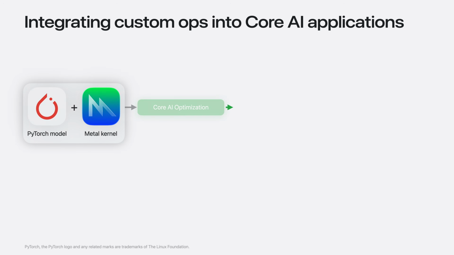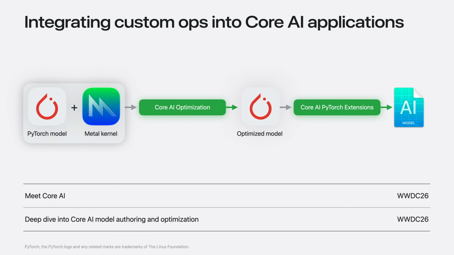Those are the key Tensor Ops features you will need to build an advanced operation like flash attention using Tensor Ops. Now that we've walked through how to build this operation, let's see how it runs in a real model using Core AI. Core AI provides tools for Python developers to convert PyTorch models to Core AI models, including support for custom Metal kernels. Check out the deep dive into Core AI model authoring and optimization session for the details of how to integrate a Metal kernel into a Core AI model.